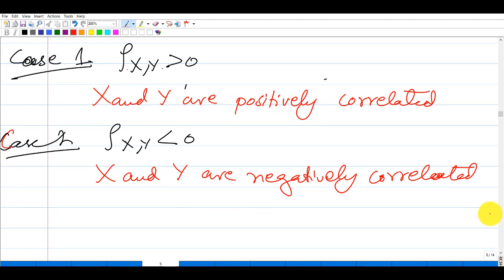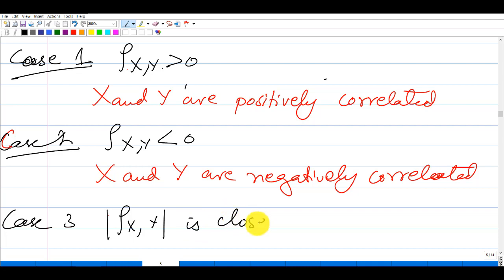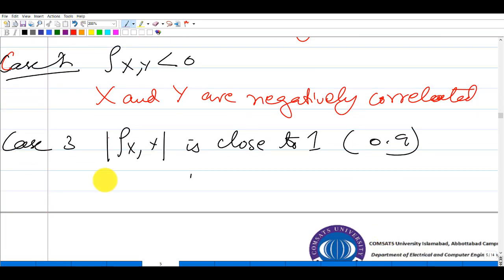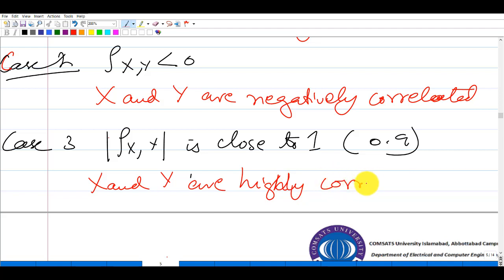If we say case 3, that the magnitude of rho xy is close to 1, say approximately 0.9, we say that x and y are highly correlated.